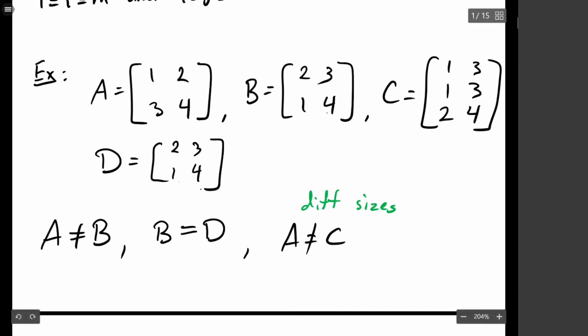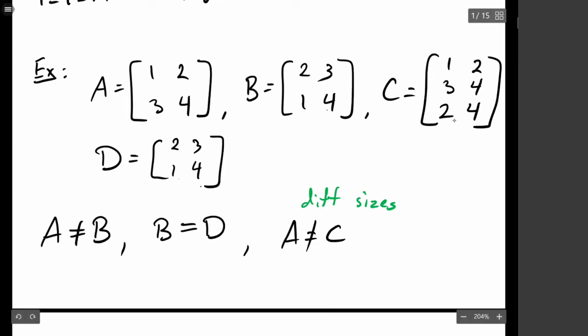And different entries as well, of course. In fact, let's even change this a little bit to have 1, 2, 3, 4 here. So even though all of these entries match up, the 1, 1, the 1, 2, the 2, 1, and the 2, 2, those all match, because these are different sizes, there is no 3, 1 or 3, 2 entry here, while this one does have it. Can't be equal. So the whole point is they have to be the exact same size and all of the entries have to be exactly the same.